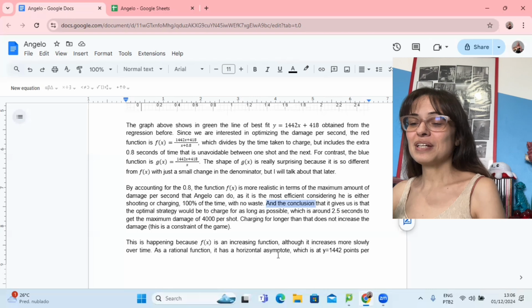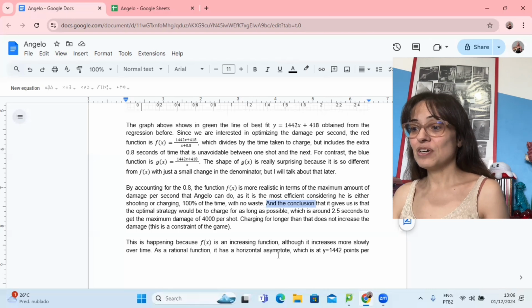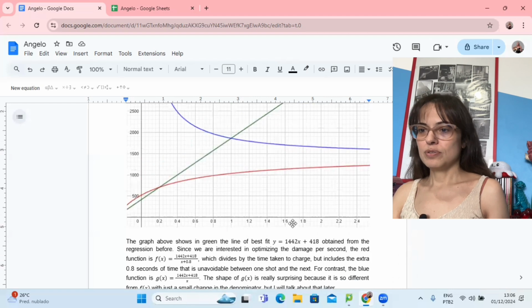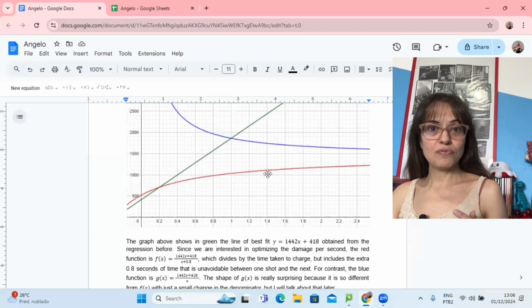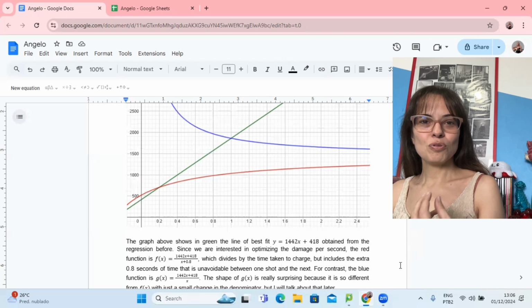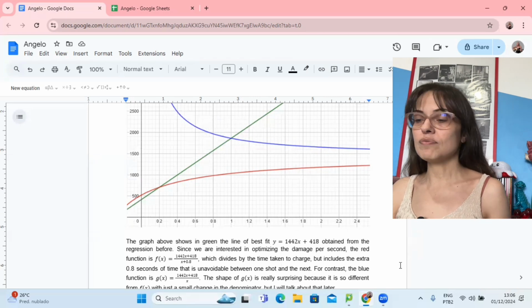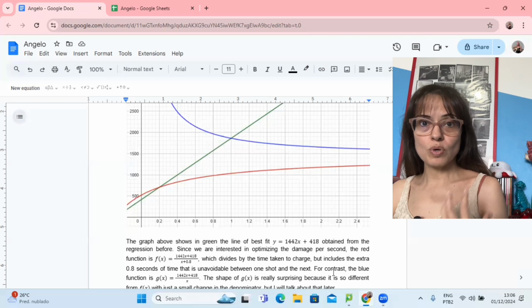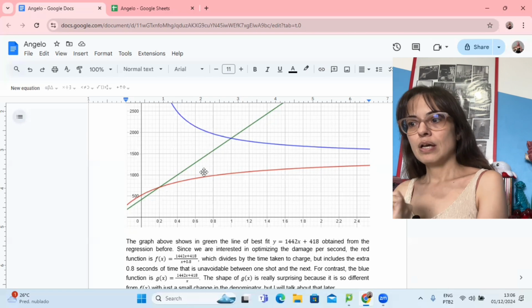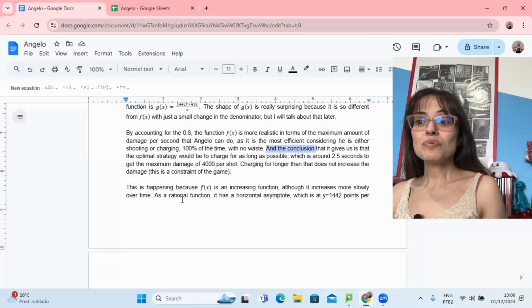This is happening because f of x is an increasing function, although it increases more slowly over time. You see, I know how to describe functions. This is a skill that I, as a student, have acquired throughout my course, and I want to show in the IA that I have this skill, that I know what is relevant to say about functions when I look at them. So red is increasing, but it's increasing ever more slowly. It is a rational function.